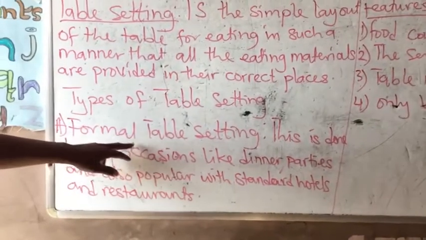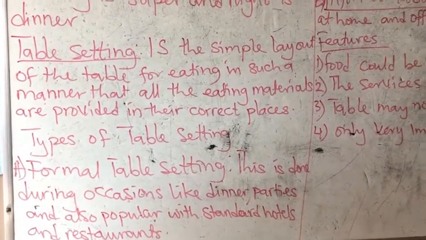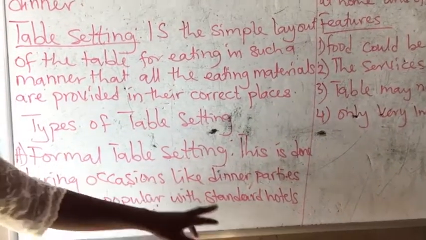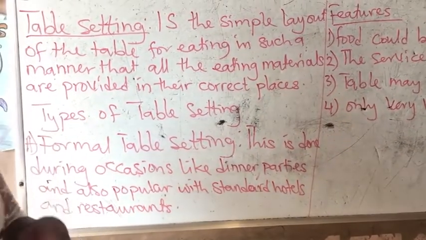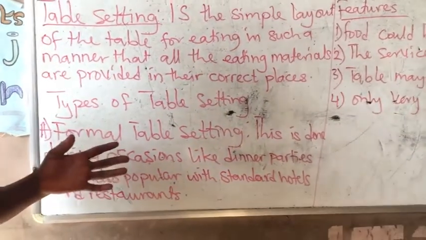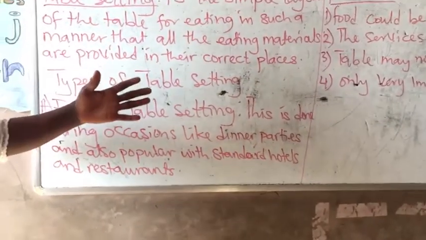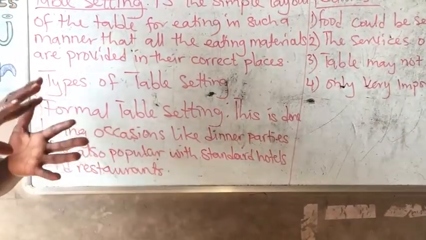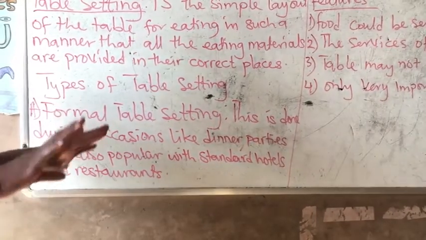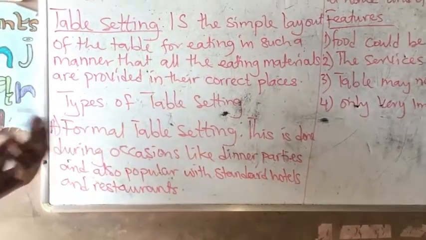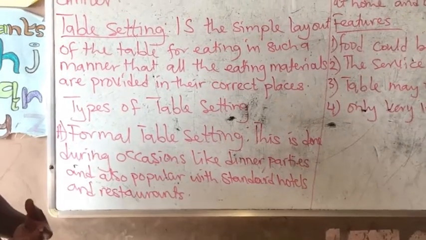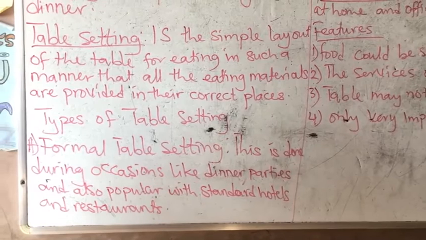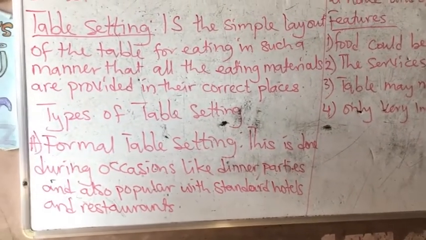I said we have the formal table setting. Now, the formal table setting is done during occasions like dinner. You see, when we attend parties or dinner parties, you see how big tables are being laid with plates, serviettes, cutleries, everything on it nicely. And when you even see the table, it makes you salivate. That is, it boosts your appetite for the food or whatever will be going on there.